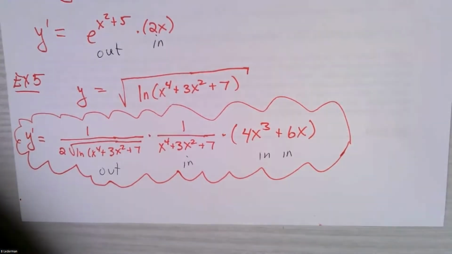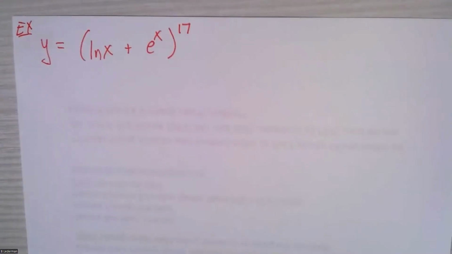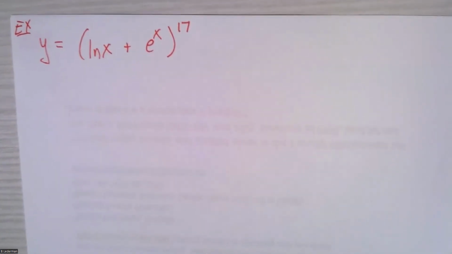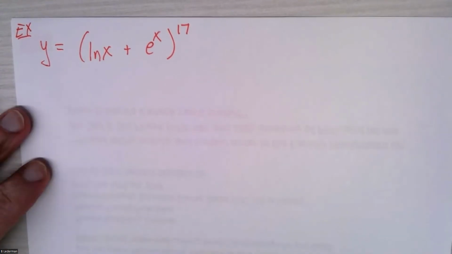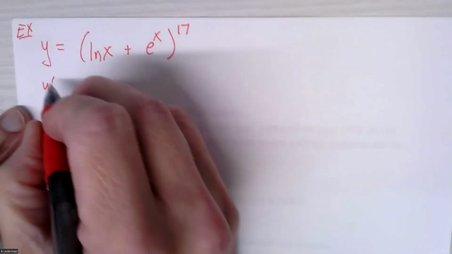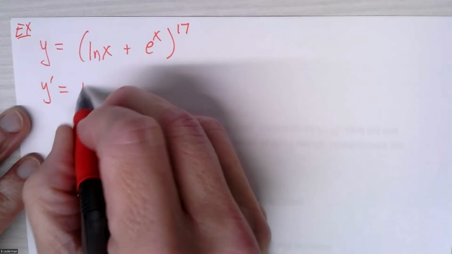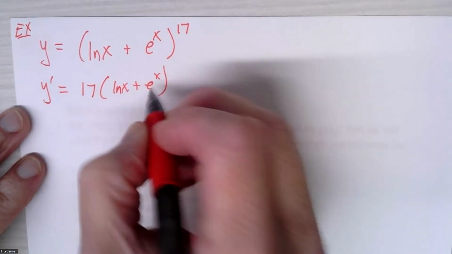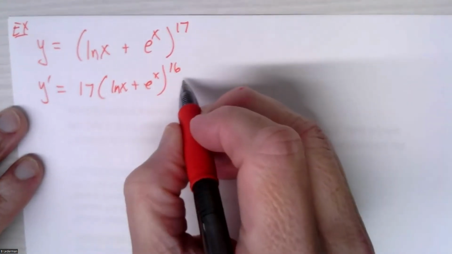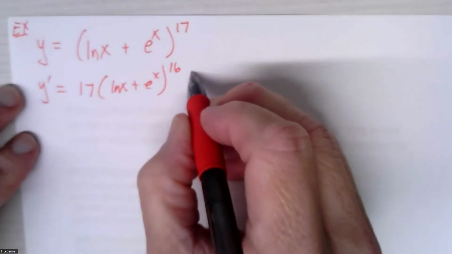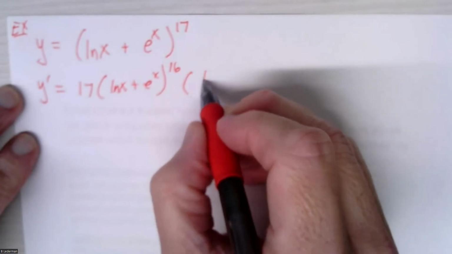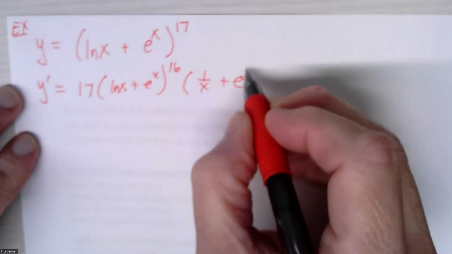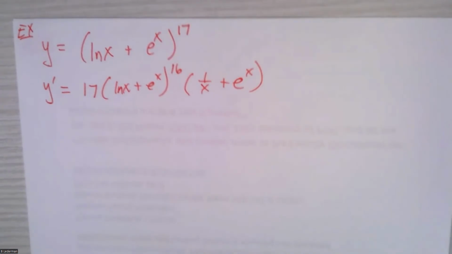Let's do another problem or two. Here's a nice little problem. y equals ln x plus e to the x, to the 17th power. Well, again, this is going to be very straightforward. y prime is going to be 17 times ln x plus e to the x to the 16th power, times the inner derivative, which is 1 over x plus e to the x. And that's it. Now we're done.